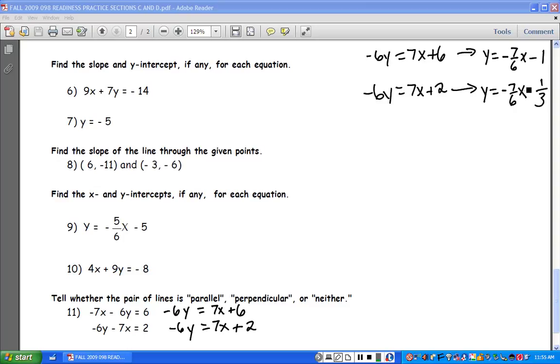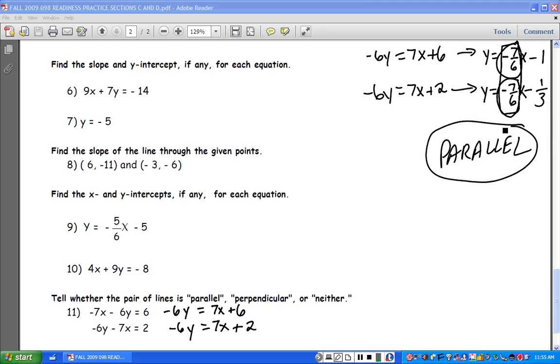Keep my x. So again, now I've solved both equations for y, and once I do that, my focus shifts solely to the slopes. I'm looking at the slopes, and I notice my slope here in equation 1 is the exact same as it is here in equation 2. Therefore, I'm looking at parallel slopes. So these two lines would be considered parallel.